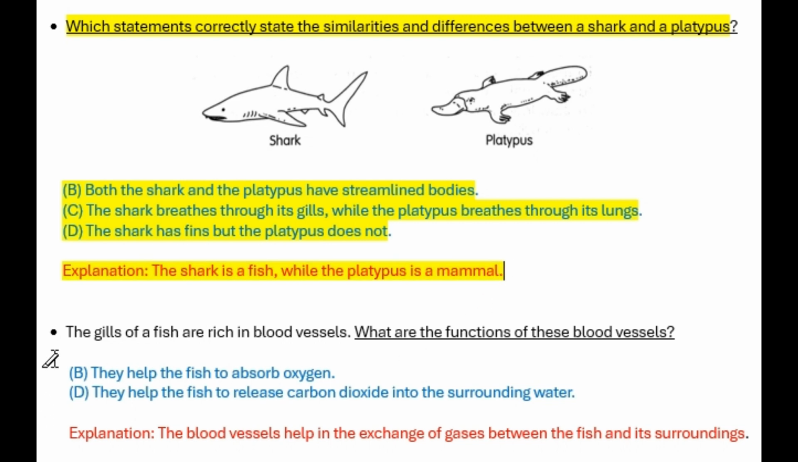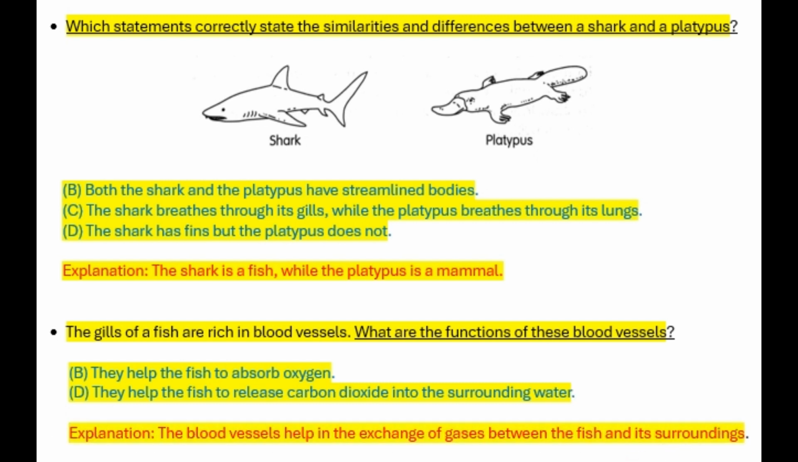The gills of a fish are rich in blood vessels. What are the functions of these blood vessels? B. They help the fish to absorb oxygen. D. They help the fish to release carbon dioxide into the surrounding water. Explanation: the blood vessels help in the exchange of gases between the fish and its surroundings.